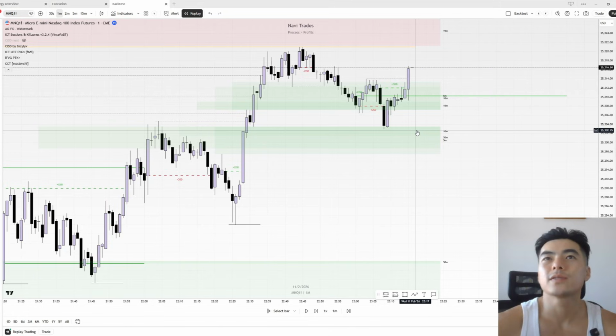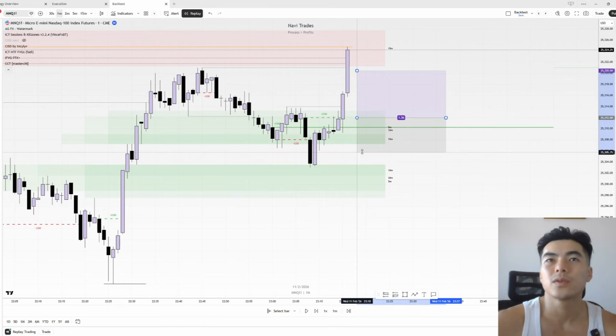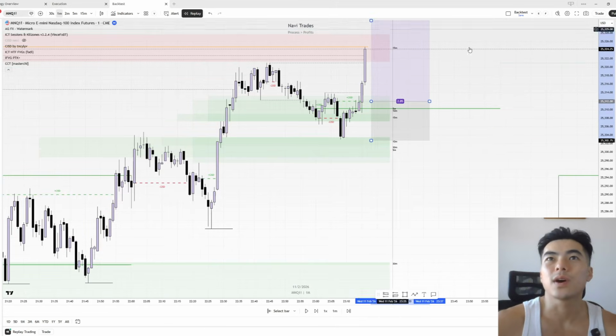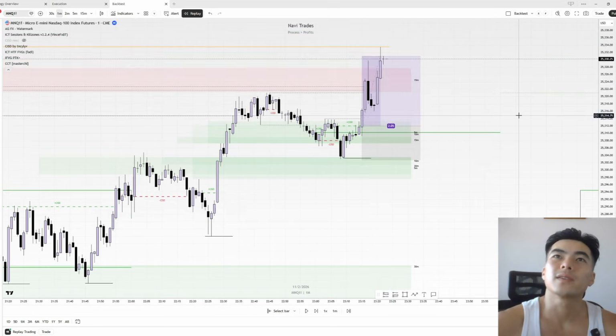POI gets engaged. Higher time frame FEG is engaged. We get a change in state of delivery right here. There is a bearish FEG, but I don't mind it. It's quite a distance away. Looks like you never get tagged in though.